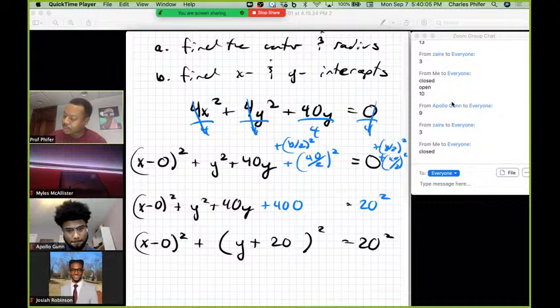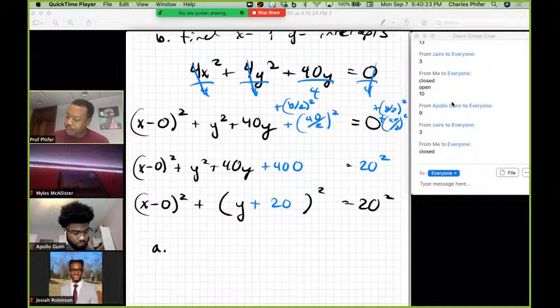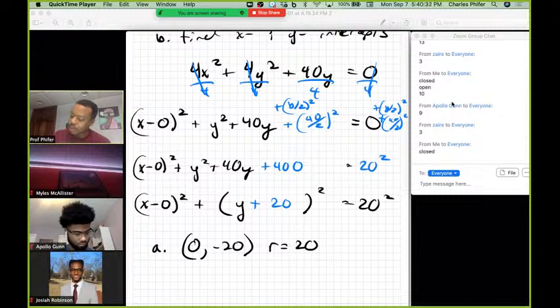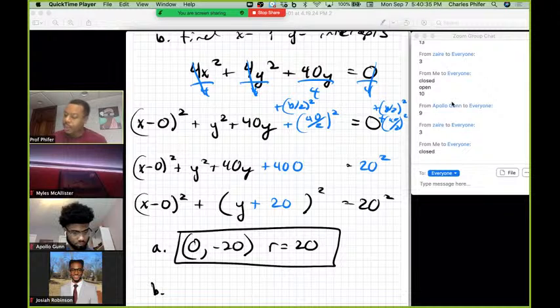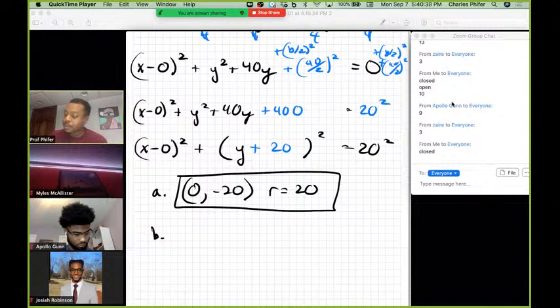And let's be consistent in style. 20 times 20 is 400. 20 plus 20 is 40. I think we're in the clear there. So then for part A, the center, h comma k, is going to be 0 comma negative 20. And the radius is going to be 20. Okay, that should be it for part A. And then for part B, X and Y intercepts.